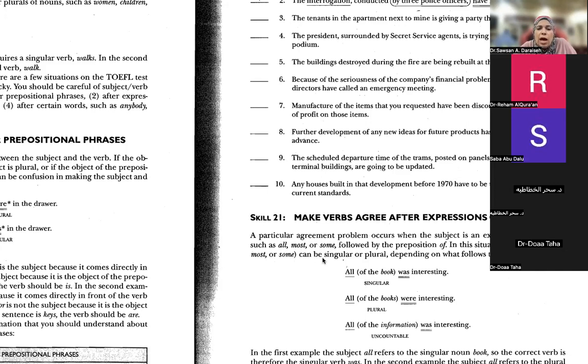Whenever you have these expressions at the beginning of a sentence, or the beginning of a clause, we do not focus on them to agree with the verb. What we do is look at the noun that is after the preposition. We say all of the people, all of the men, all of the tables, all of the food. Also we say most of the people, some of the food.